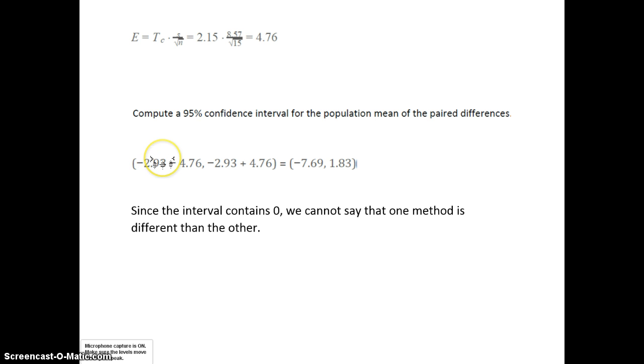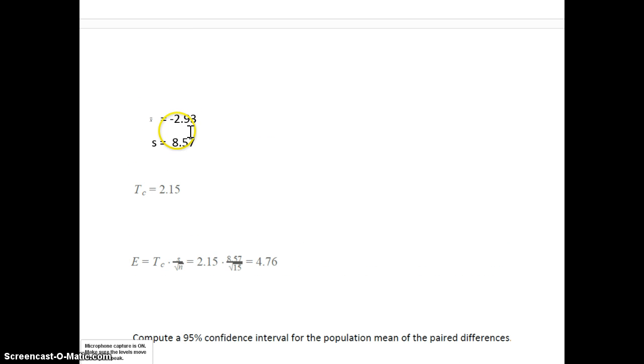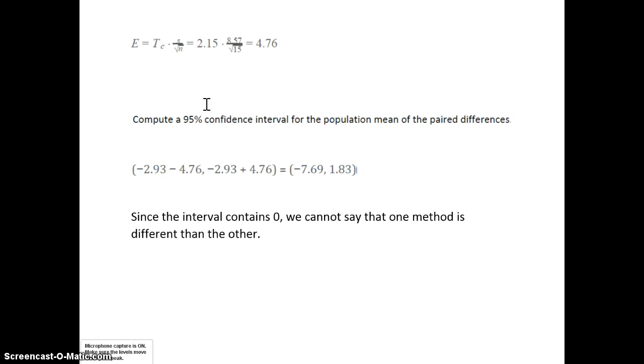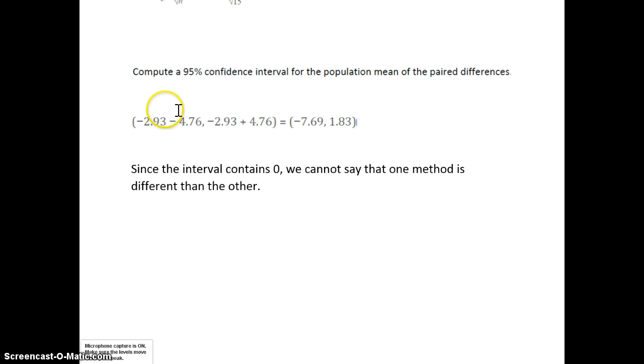So to get the 95% confidence interval, it's the difference of the bars. It's the mean of the difference. What was the mean of the differences? Negative 2.93. So the mean of the differences minus the margin of error, the mean of the differences plus the margin of error. So that goes from negative 7.69 to 1.83.